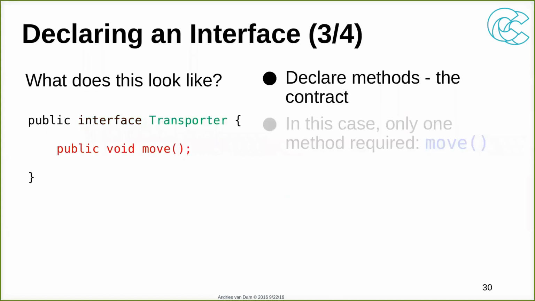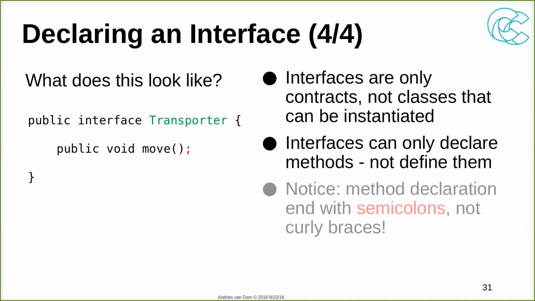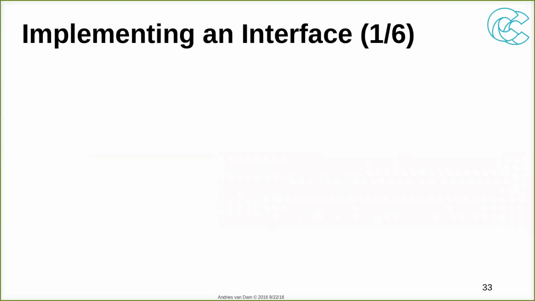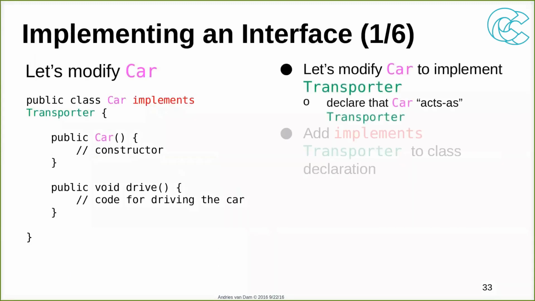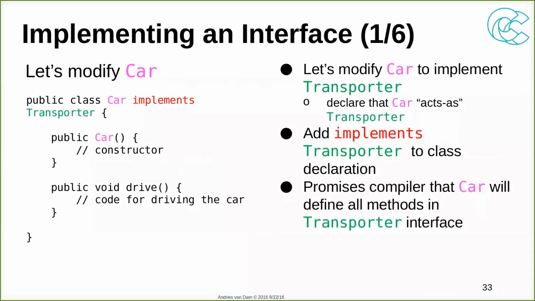So we covered all these slides. Yeah, we covered this one as well, right? So the way to implement the interface is through this implements keyword followed by the interface name. So the promise it makes to the compiler is that Car will definitely provide the body for all the methods in the Transporter interface. So that's the promise it makes to the compiler.